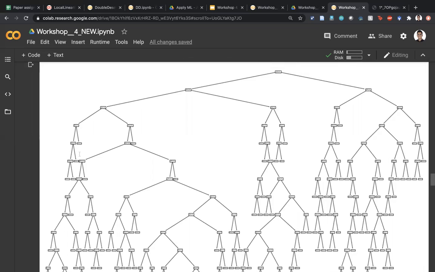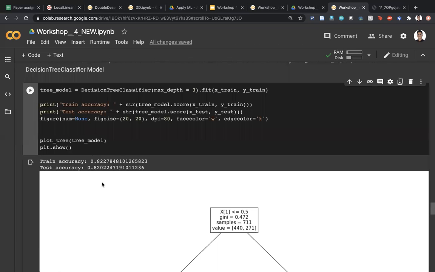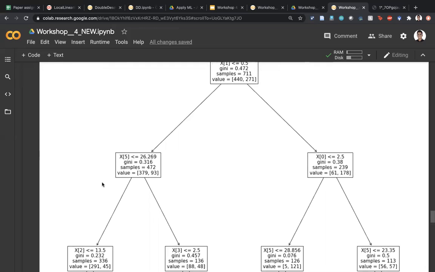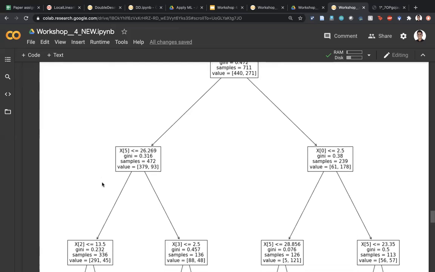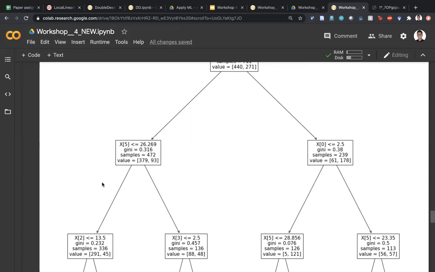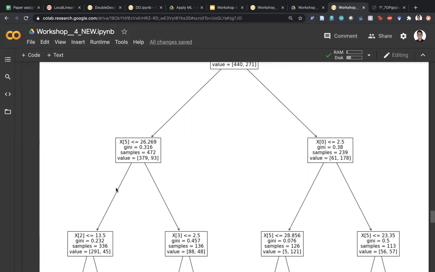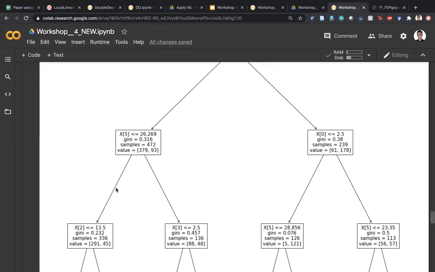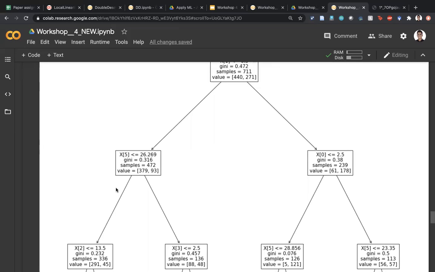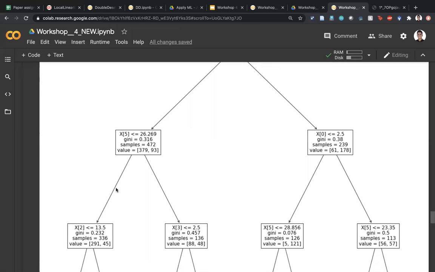Yeah, and then we keep going down the tree. On the left side, we look at whether x5 is less than 26.269. I think x5 is age, if I have that correct. So if somebody is younger than 26.269, we go to the left. If not, we go to the right. So you can kind of see what the decision tree is doing here, right? It's breaking down our data and making a decision on whether to go left or to go right. If you look at the last line in each box, value equals 379 and 93.